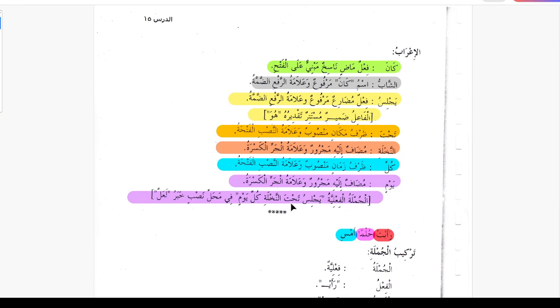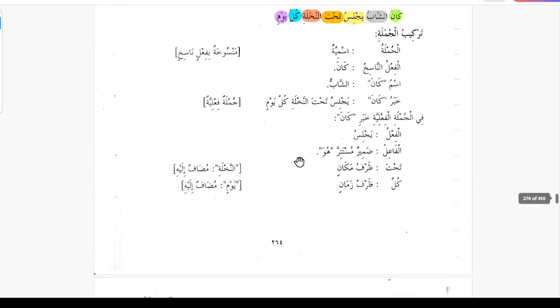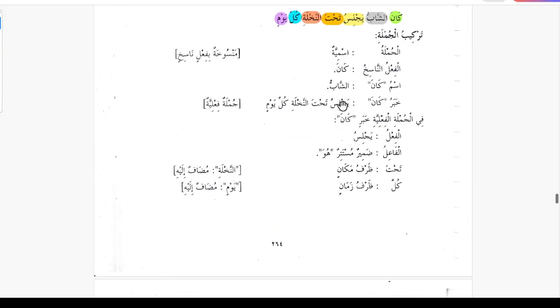Al-jumla al-fi'liya yajlisu tahta nakhlatin kulla yawmin fi mahalli nasbin khabru kana. It is not la'alla, it should be kana, khabru kana, because it is kana here. So basically this whole jumla is the khabar for kana.